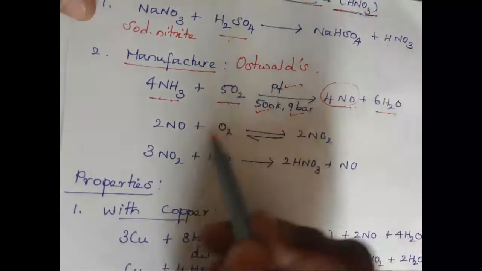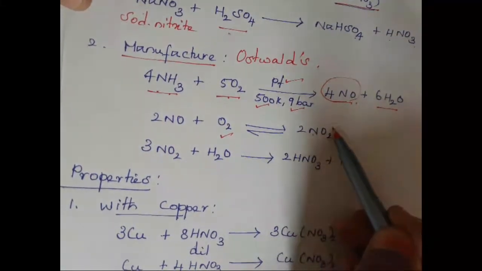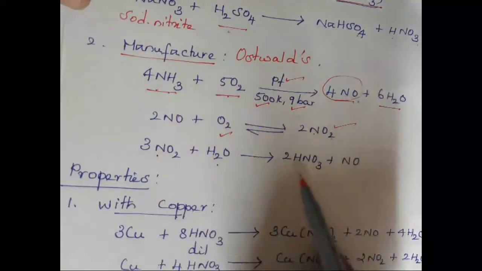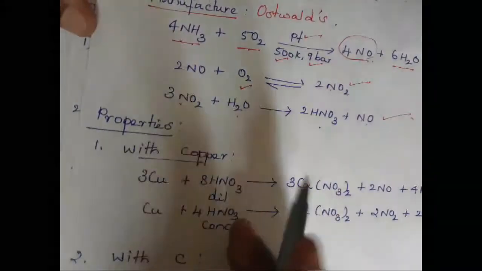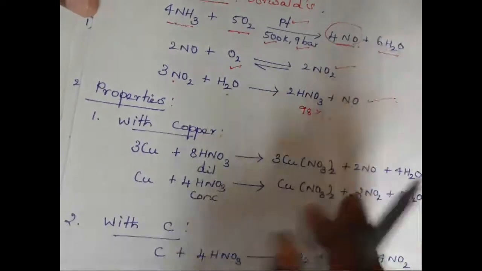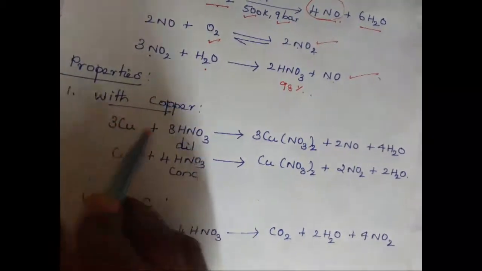This nitrogen monoxide undergoes oxidation to produce nitrogen dioxide. This nitrogen dioxide undergoes hydrolysis to produce nitric acid and nitrogen monoxide. By this method, we can prepare 98% nitric acid. Now let us see the properties of nitric acid.